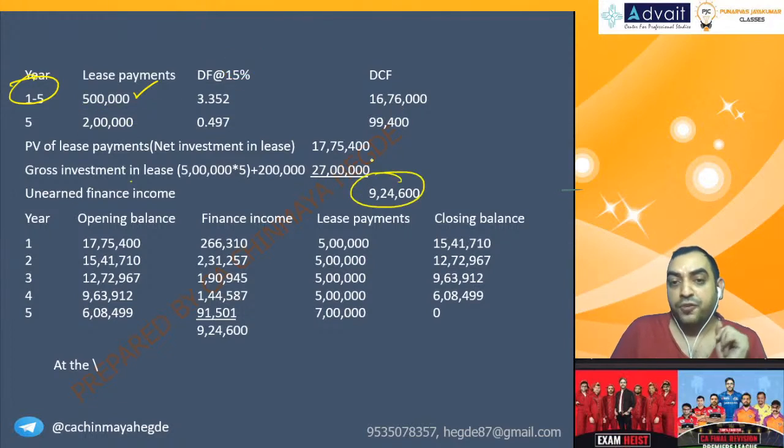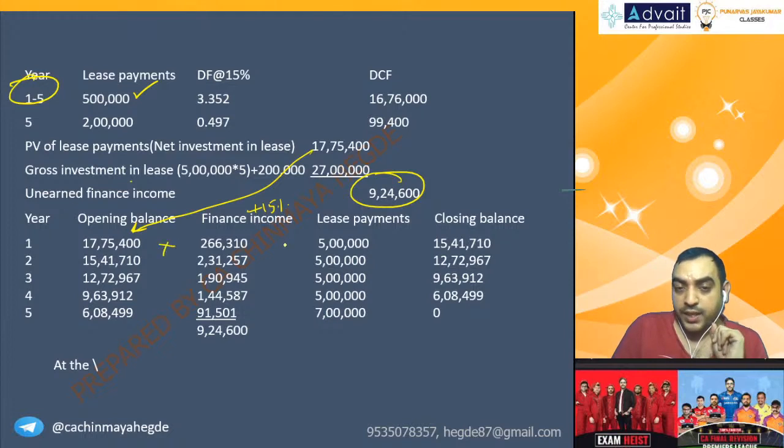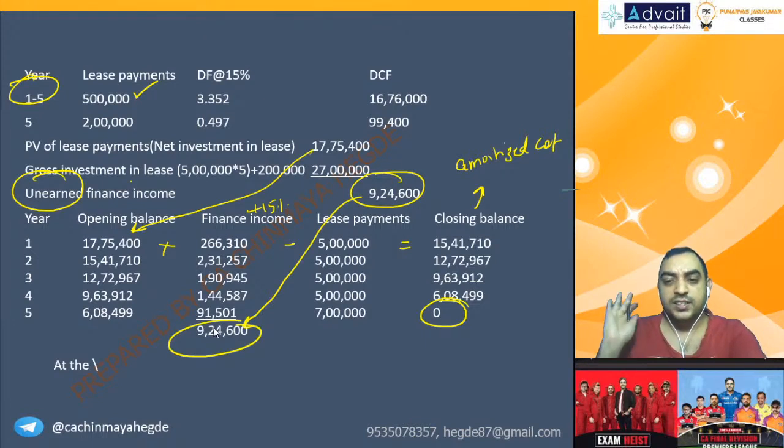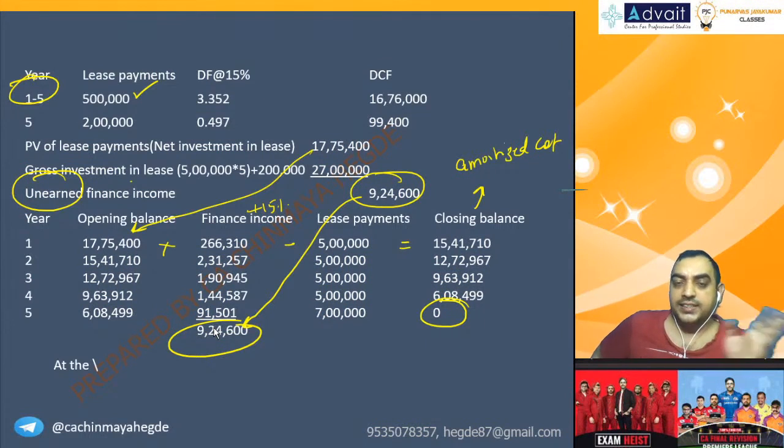And how will you recognize it over a period of time? The 17 lakh 75 will be the opening balance plus financial income at 15%. So this plus financial income minus lease payment becomes a closing balance. That is how we discussed amortized cost. And like that it happens over a period of years. Last year make it a balancing figure, and that year the contract is over. And 9,24,600, which is unearned finance income at the beginning, is earned over a period of 5 years like this. This is a simple accounting from the point of view of lessor. Whatever you have learnt in AS 19 applies for lessor as it is.